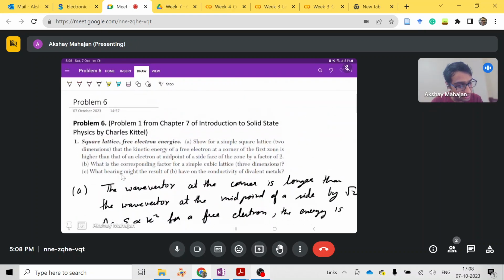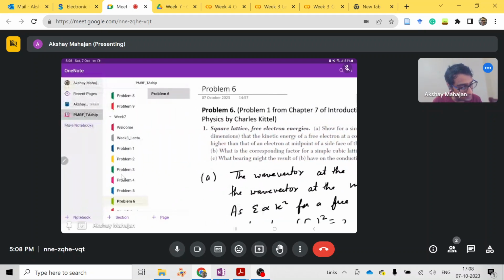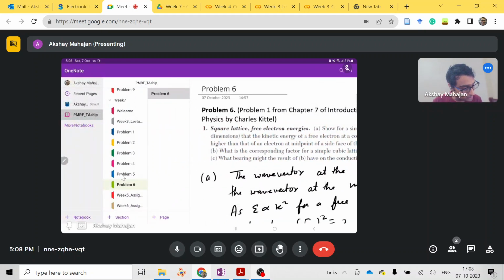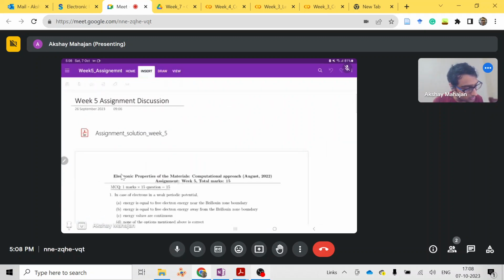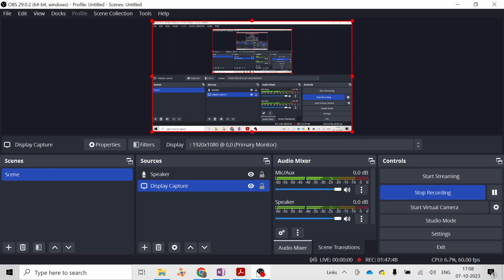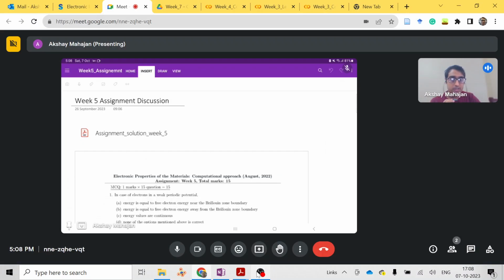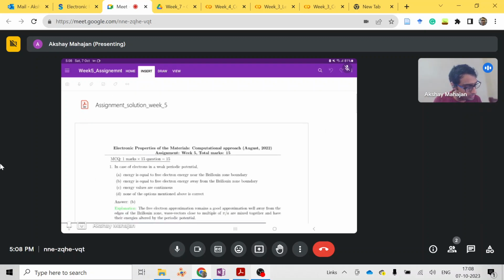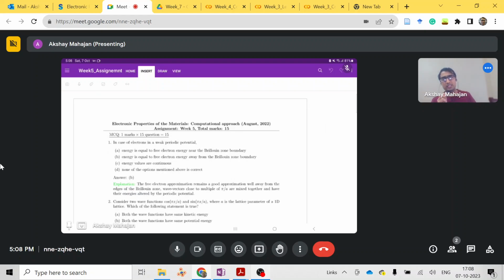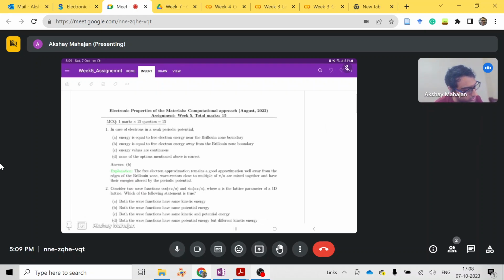So this was our problem number 6. We are just left with the last 10 or 12 minutes, so in these last 10-12 minutes, we are just going to go through the assignment problems once. We will discuss them quickly. These are for assignment number 5. The first problem was this one.